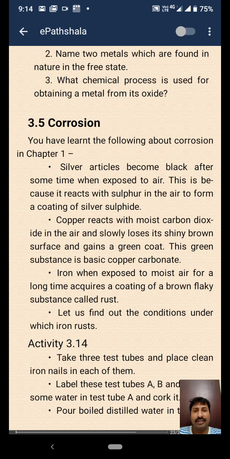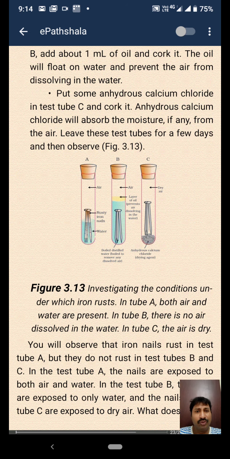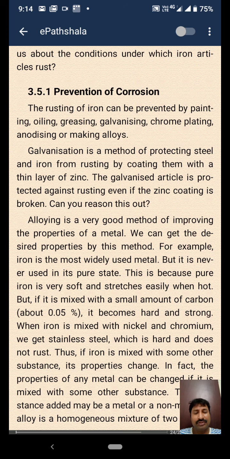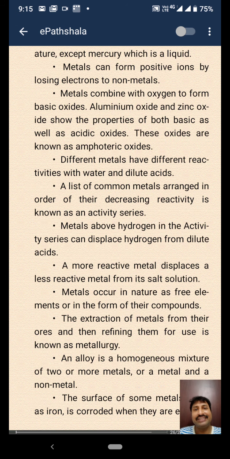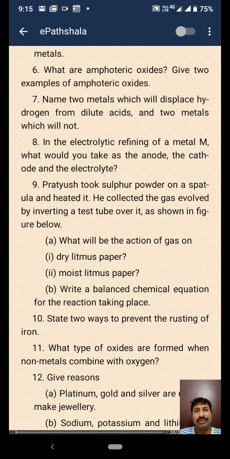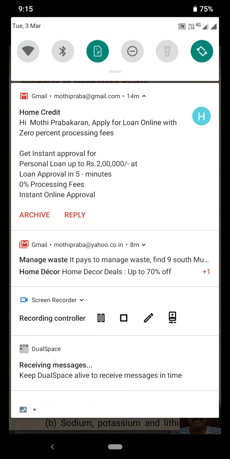Corrosion, we know very well. No need to explain more on that, I hope. And why is the Ashoka pillar present in Delhi, near the Qutub Minar, not rusted? That is an amazing fact. It's an alloy which does not rust so easily. So these are the important questions just to go through.